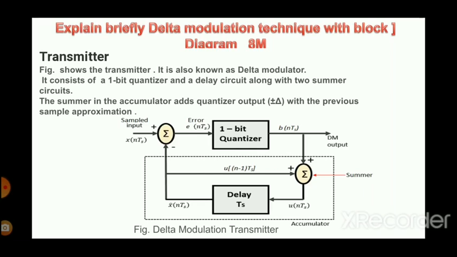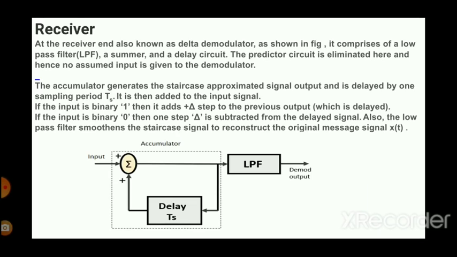The figure shows the transmitter. It is also known as delta modulator. It consists of a 1 bit quantizer and a delay circuit along with two summer circuits. The summer in the accumulator adds the quantizer output, plus or minus delta, with the previous sample approximation. Receiver.